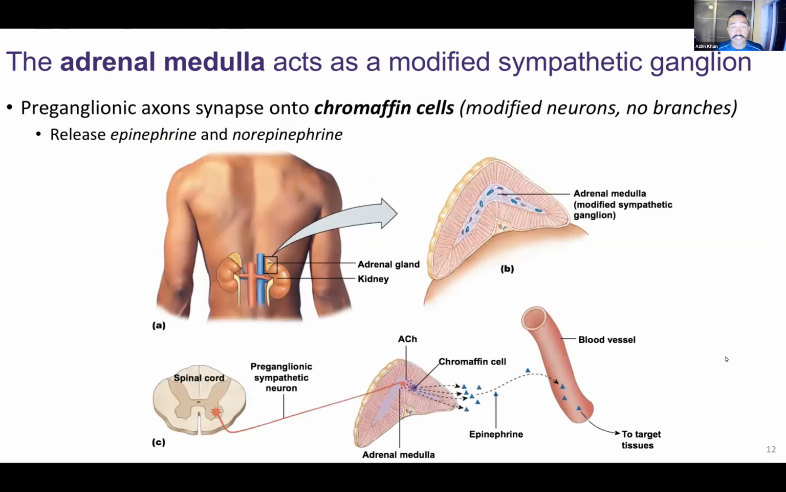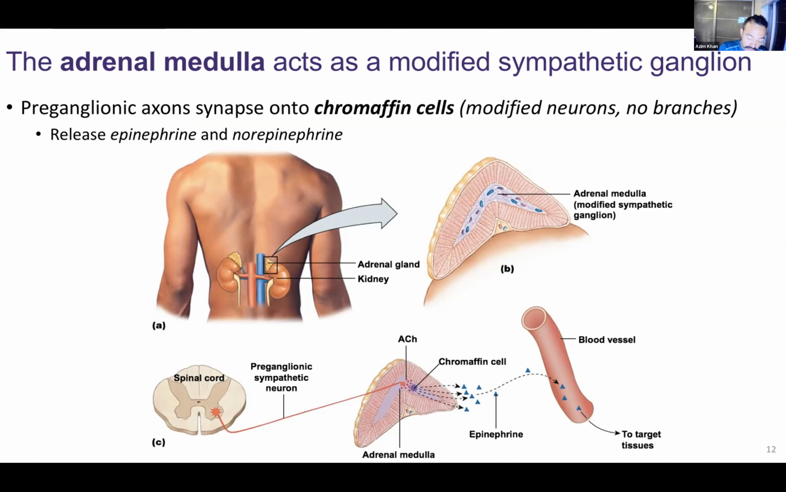Now there is one unique ganglion besides sympathetic chain ganglia that I want you to know, and it's an unusual one because it's actually a gland. It's the adrenal medulla. The adrenal gland, let me back up. The adrenal gland is a gland that sits on top of your kidney. Ad means on top, renal means kidney. So it literally means the thing on top of your kidney, adrenal.